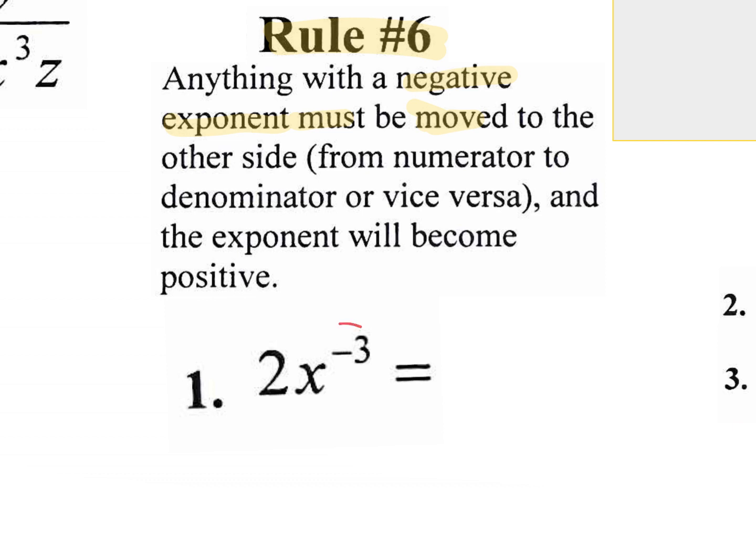So we're going to grab this x to the negative 3 and move it to the other side. But that's not a fraction. So what? Put a fraction bar right there and bring that down. Okay? So your new fraction, your answer, will be what stays up on top. The 2 stays up on top, and the x to the negative 3 comes down, and it becomes x to the positive 3, and that's your answer.